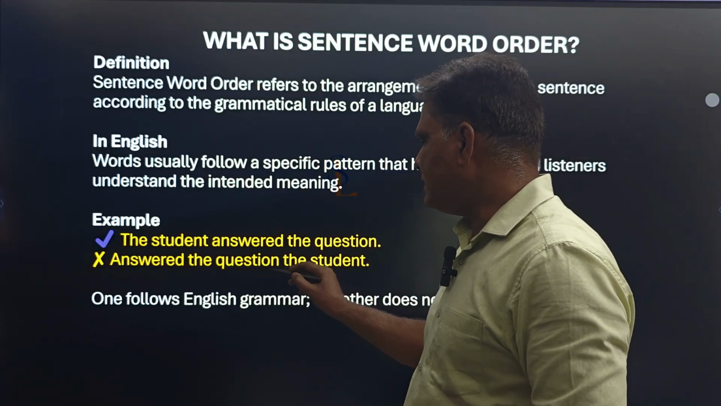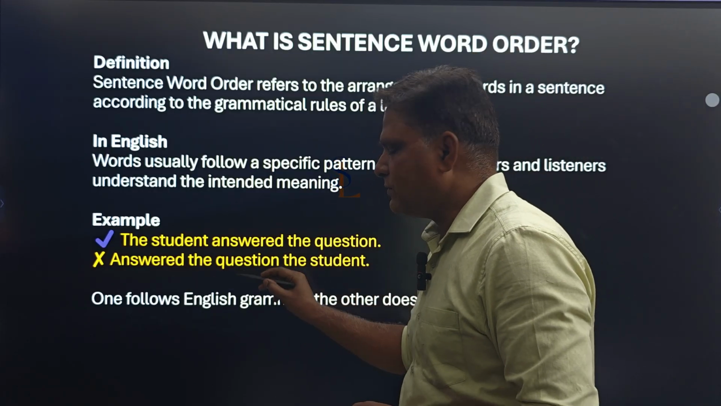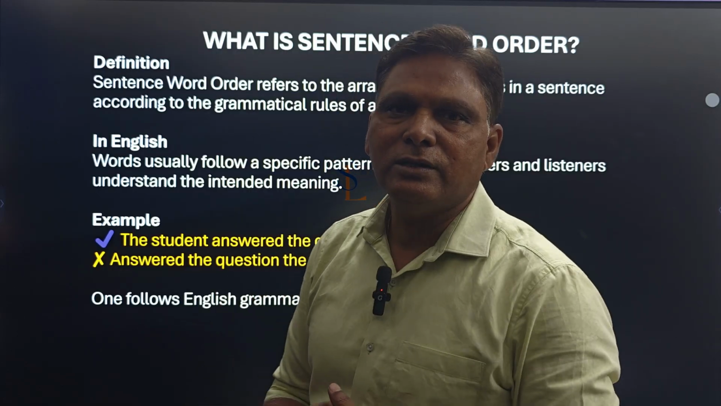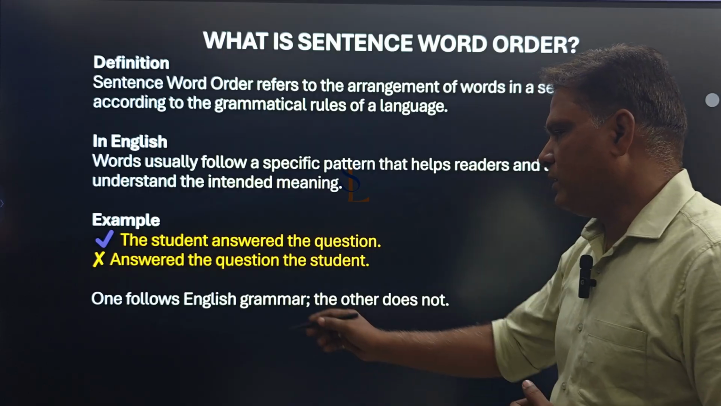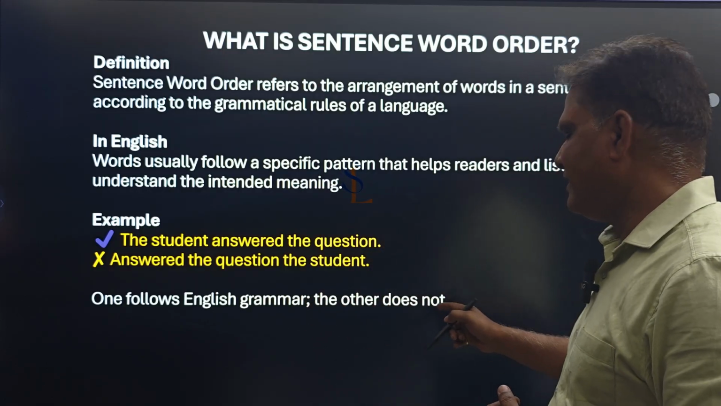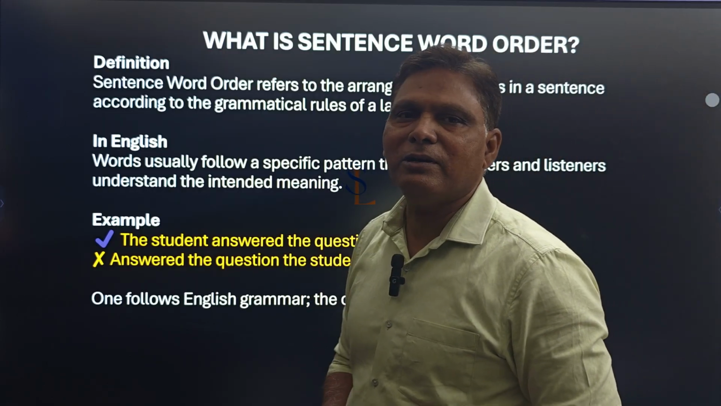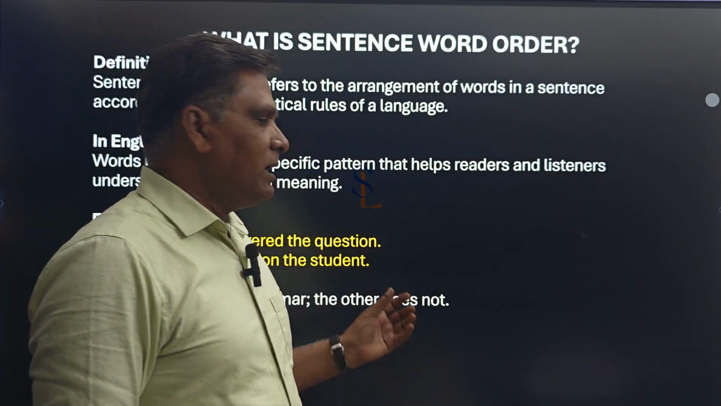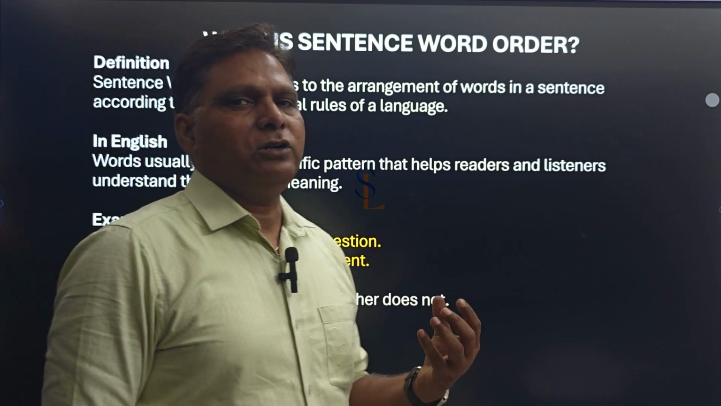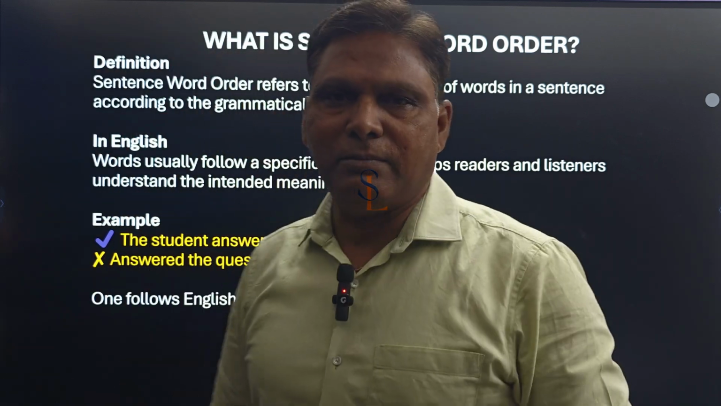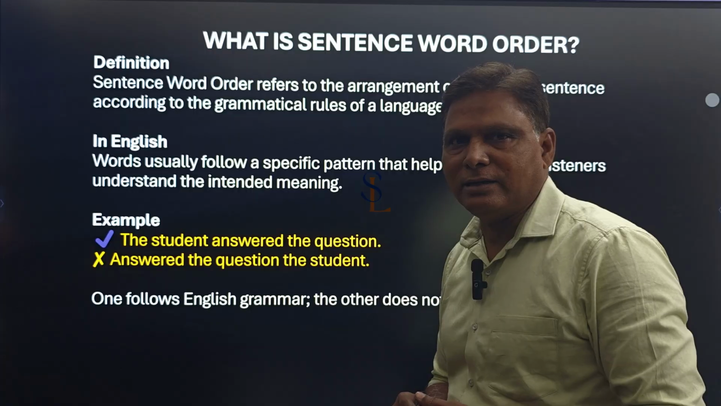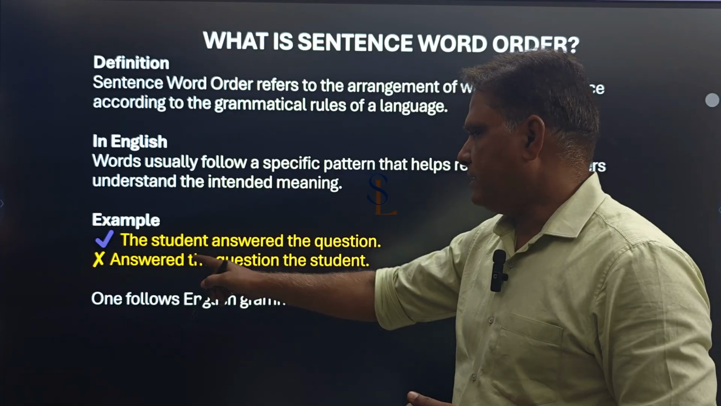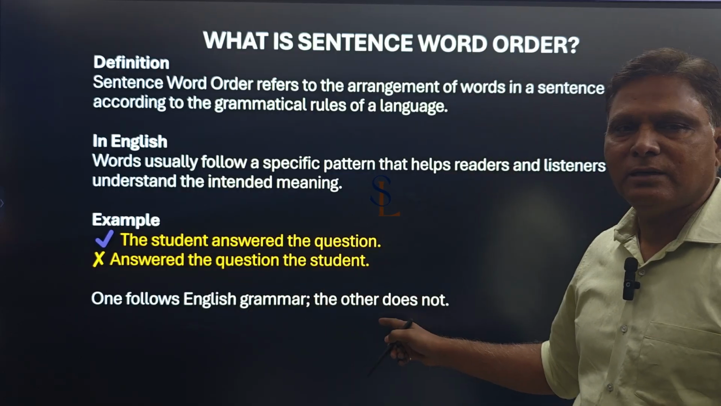What is the subject in this one? The student answered the question. So word order makes grammatical sense and also semantic sense. One follows English grammar and the other doesn't follow it properly. So grammar rules are very, very important to make the word order proper, because how do we make the word order proper? Only by understanding the rules of grammar. In this, the grammatical rules are there: subject, verb, object. And here, answer the question, the student.